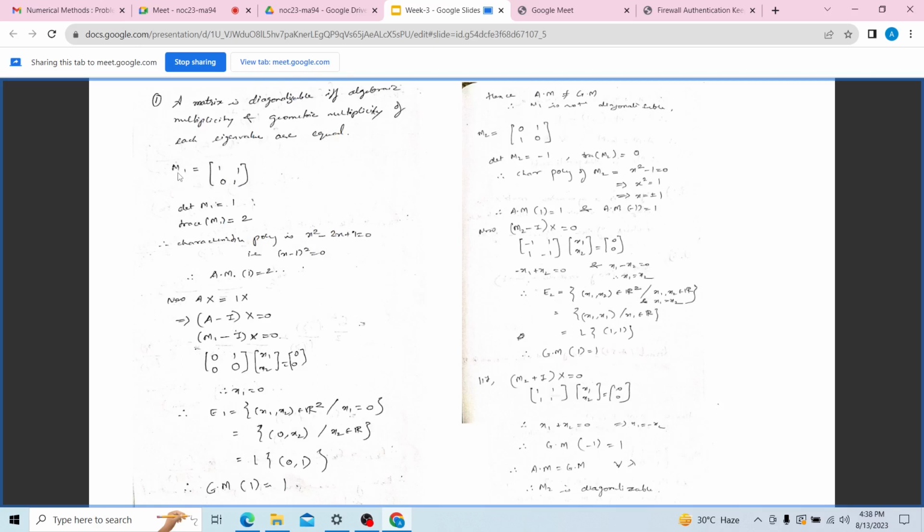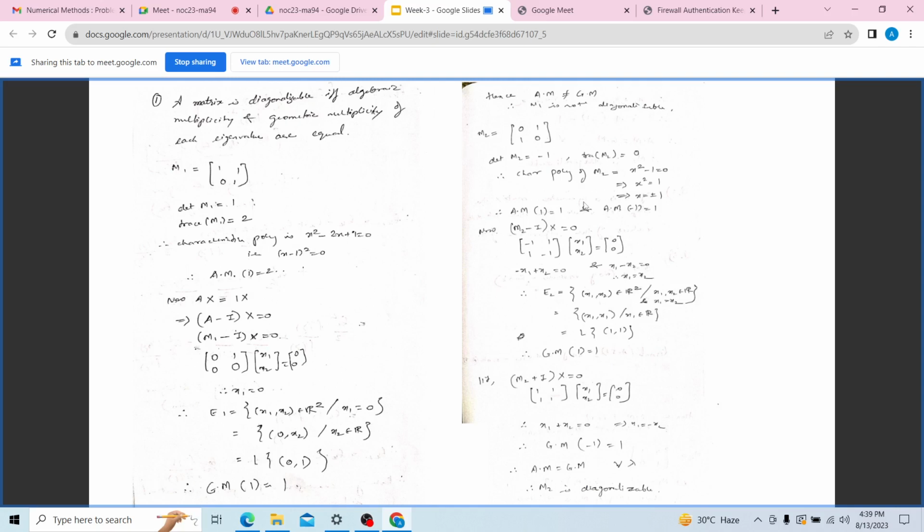As you can see, from matrix M1, you will get the characteristic polynomial x squared minus 2x plus 1 equals 0, which will give you one eigenvalue, 1. So its algebraic multiplicity will be 2. Now, when you calculate its eigenvector, that is the eigenspace, you will get only one linearly independent eigenvector. So its geometric multiplicity is 1. Here the algebraic multiplicity of 1 was 2 and the geometric multiplicity is 1. It's not equal. So M1 is not diagonalizable.